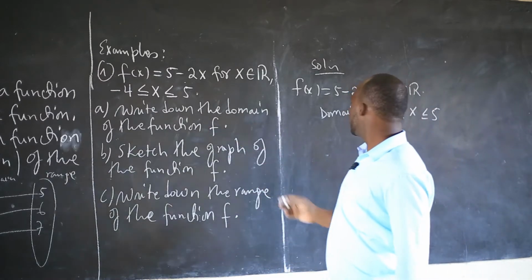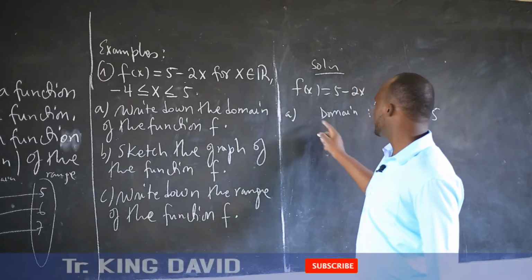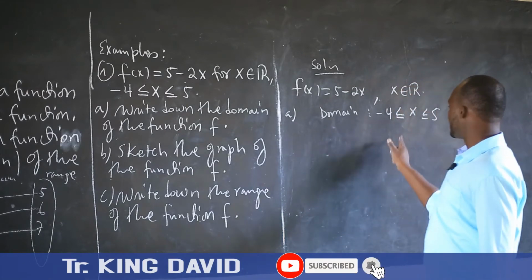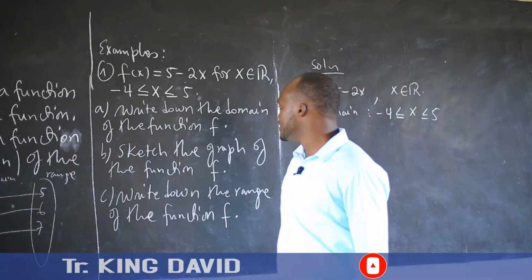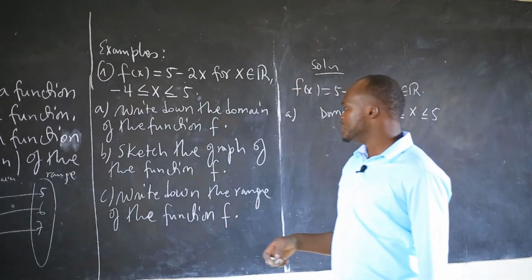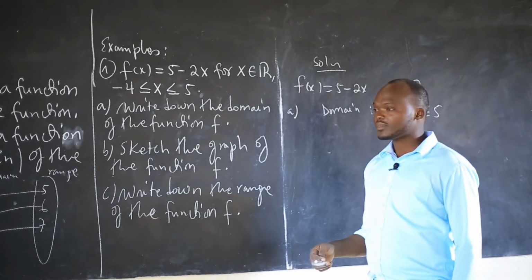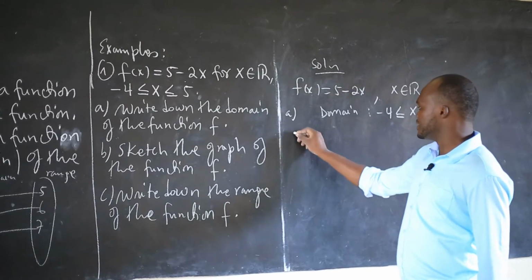Part A says write down the domain. Actually, this is the domain. Our domain is from negative 4 to 5, because it is a given condition. So that's the domain of the function. Part B: sketch the graph of the function.